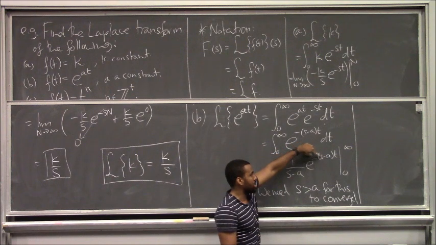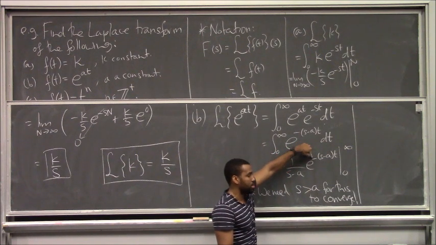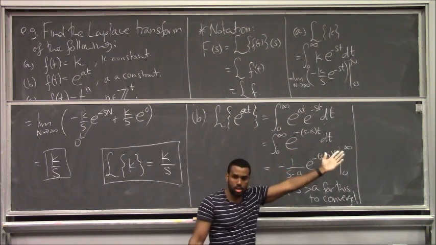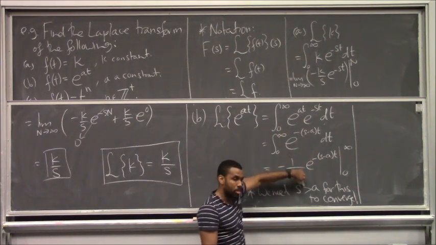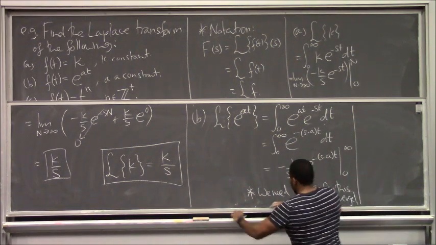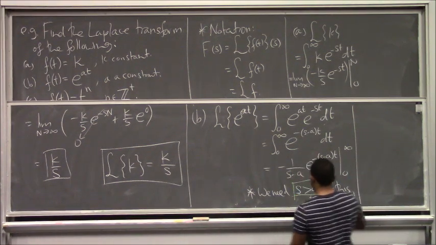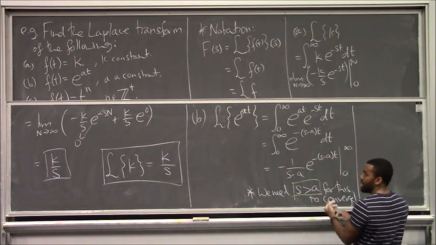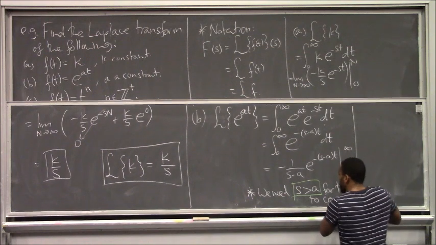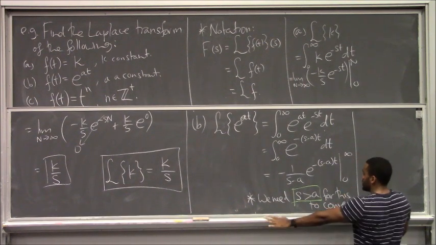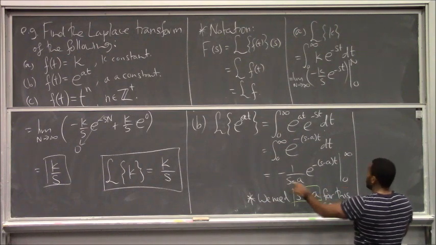Why? Because if s is less than a, this is negative, and a negative times a negative is a positive, so I have an e to a positive power, and then that power is going on to infinity, it's not going to converge. We need this to happen, right? So we're going to take that assumption. We're going to assume s is bigger than a, so we know s is positive, assuming it's also bigger than a, if a happens to also be a positive number. And with that, if we plug in infinity, this is going to go to 0 minus a negative.